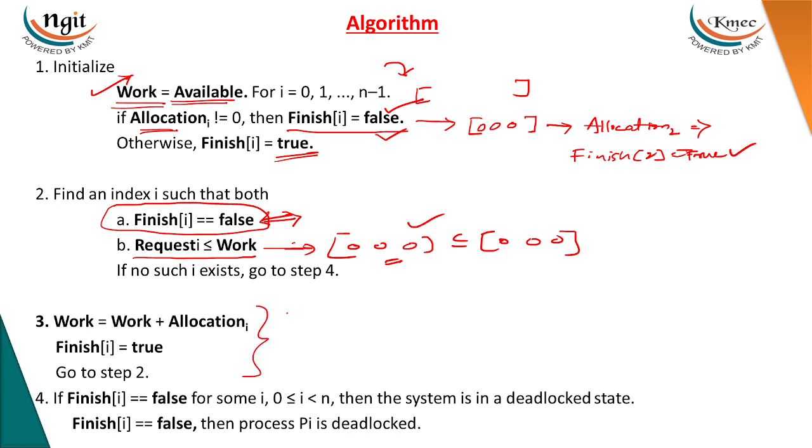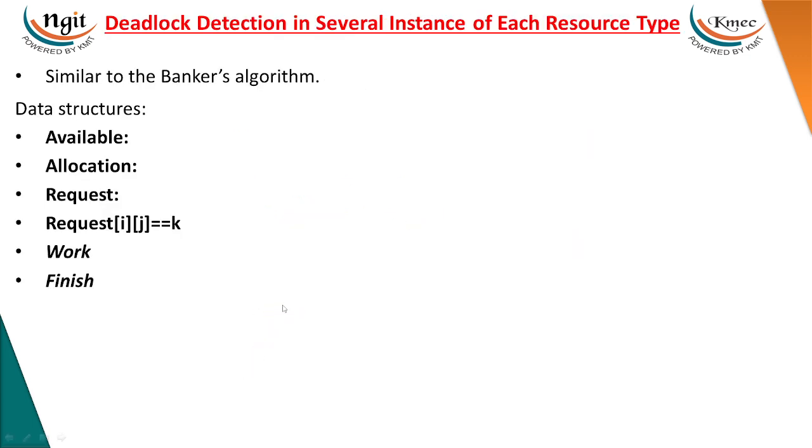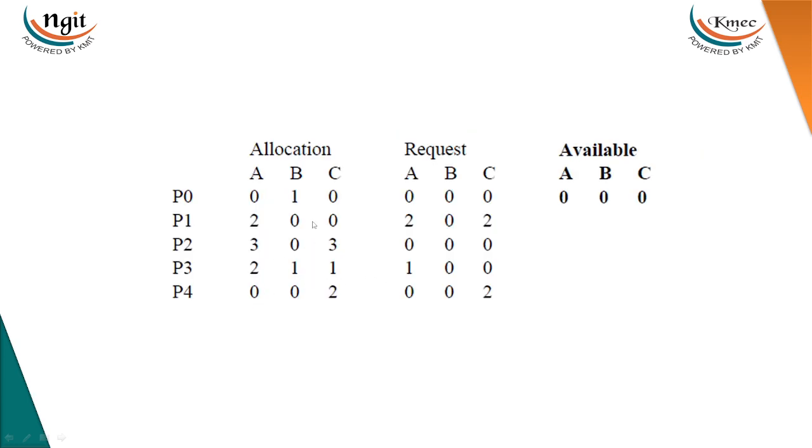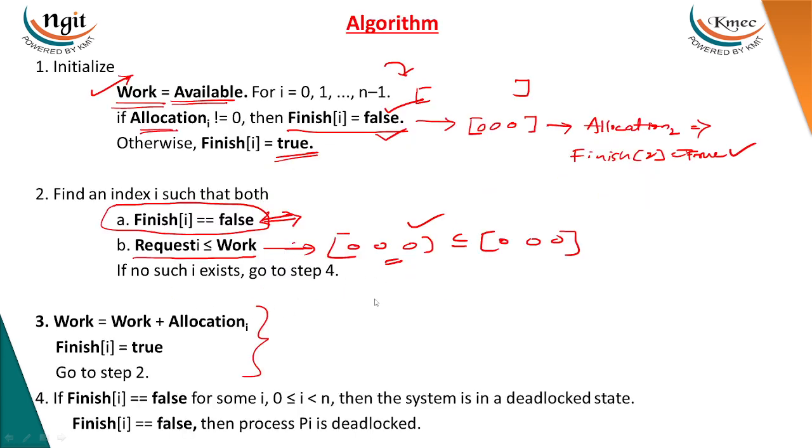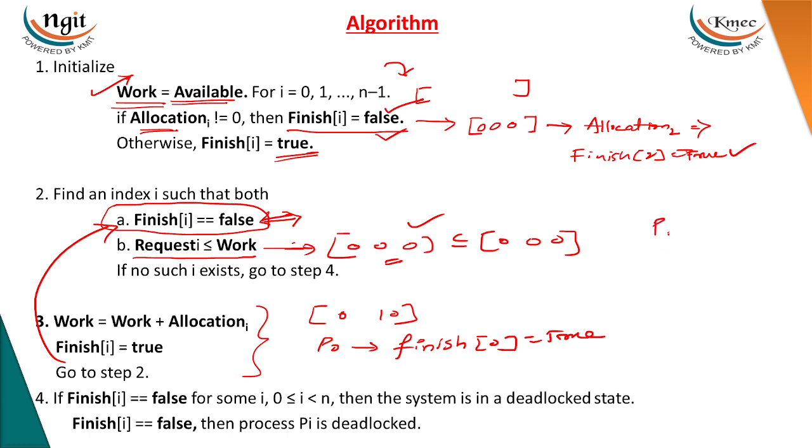So Work equals Work plus Allocation. What is the allocation of P0? 0 1 0. So this 0 1 0 will be added to work, and work will become 0 1 0, and we will mark P0 as finished its execution. So Finish[0] equals true. Then we will go to the next one and check P1. Similarly, we will check P2, P3, and P4.